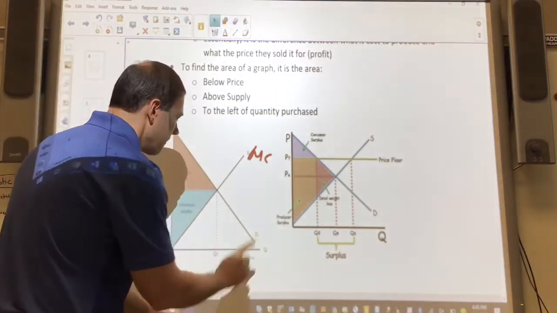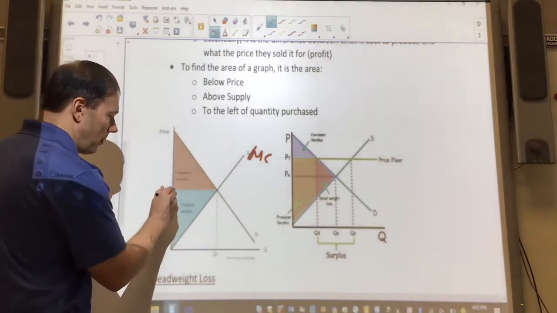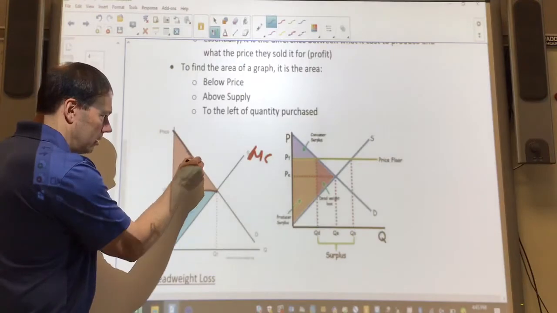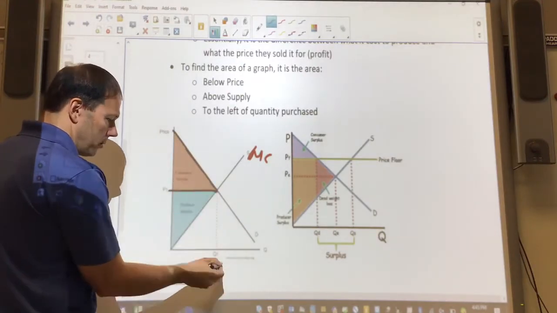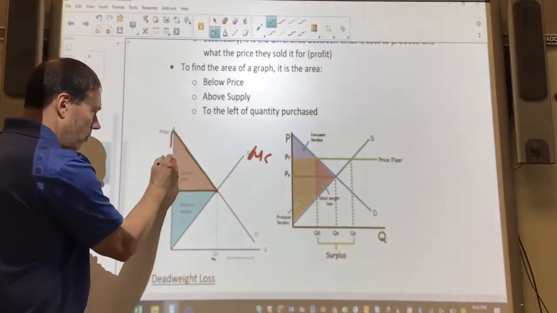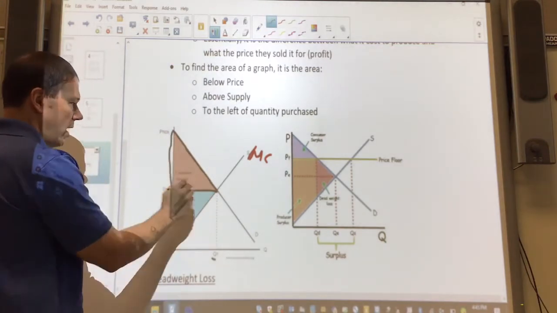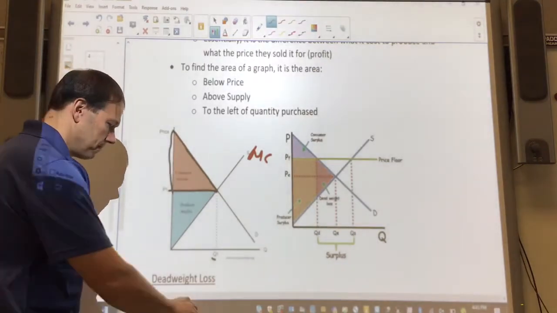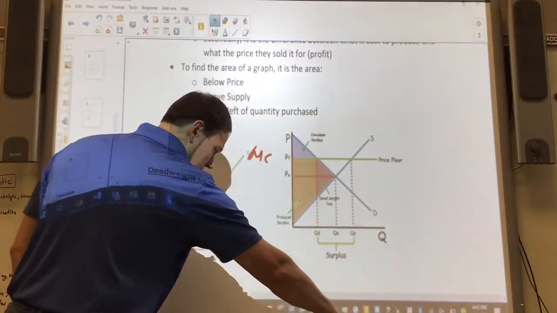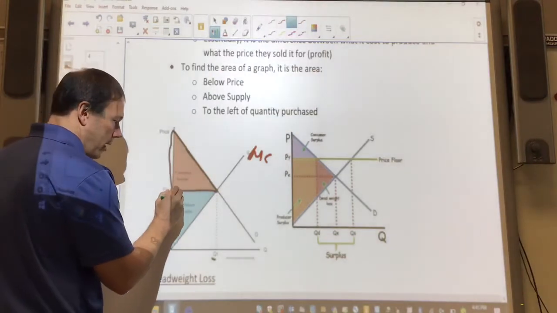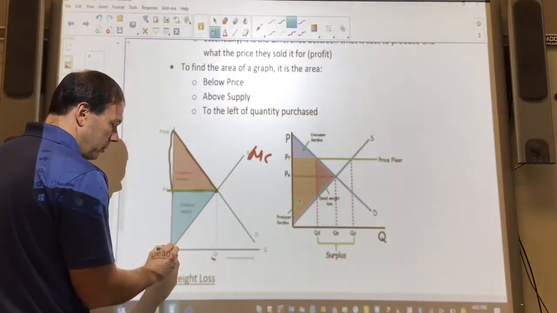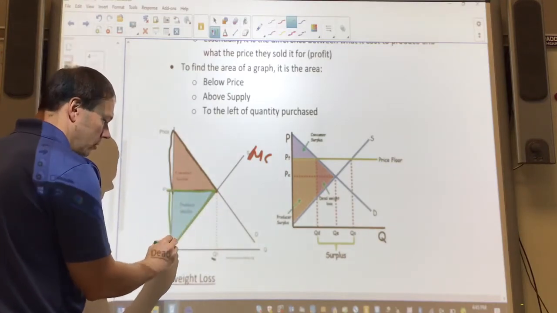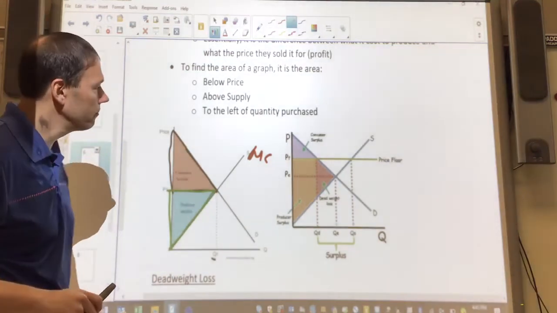So let's apply those. What was our rule for consumer surplus? Here's my price P1. So it's the area above price, below demand, and to the left of quantity purchased, which is here at Q1. So of course, as you can see, this reddish shaded area is our consumer surplus. What did we say about producer surplus? Producer surplus is the area below price, which is P1, above supply, which is right here, and to the left of quantity sold, which is Q1, and so the blue area is our producer surplus.